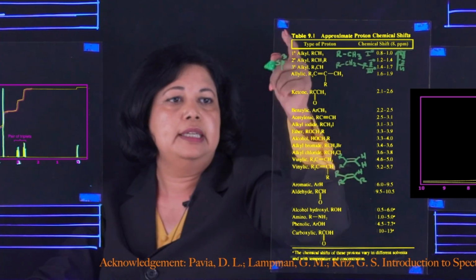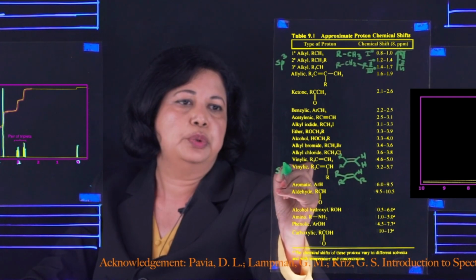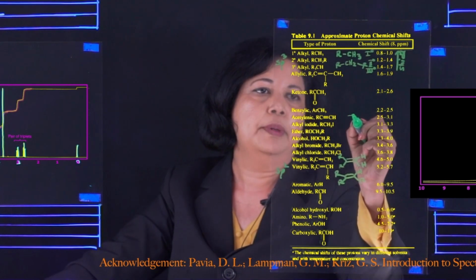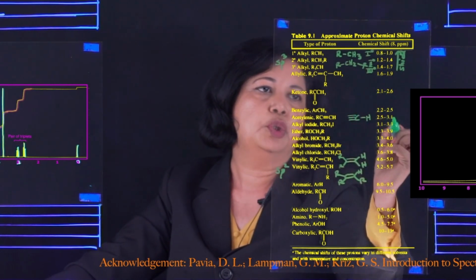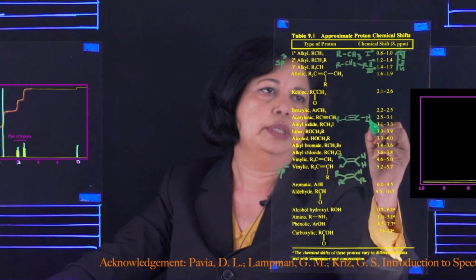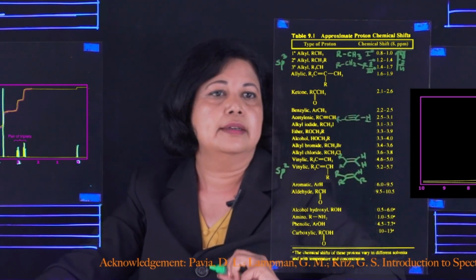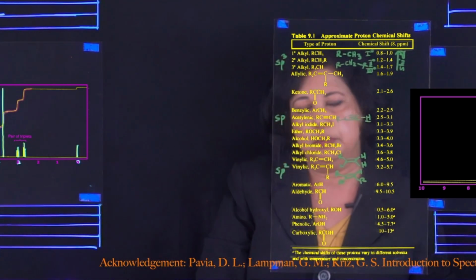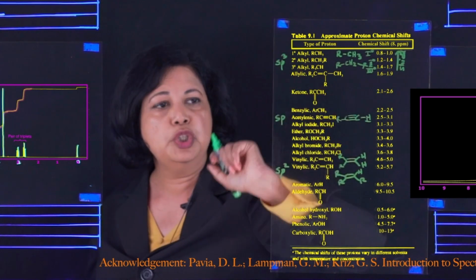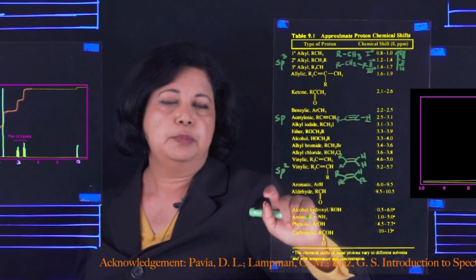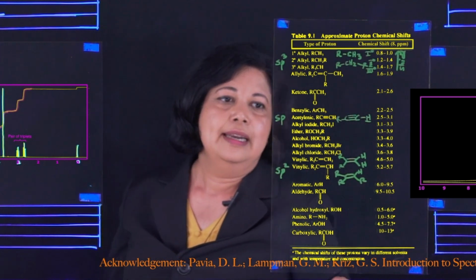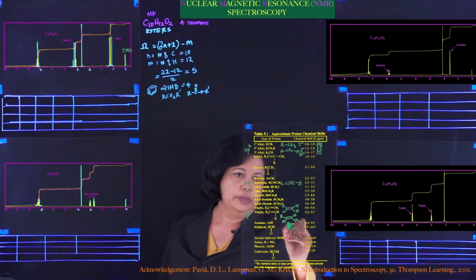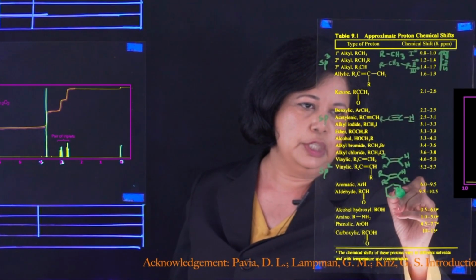So sp3s are the most shielded, and sp2s are the most de-shielded. In between, you can have your triple bond CH, which is about 2.5 to 3.1. It doesn't follow the typical sp3, sp2, sp rule. sp3 is the most shielded, then sp, and sp2 is the most de-shielded. Now, what about aromatic hydrocarbons? Those sp2s are even more de-shielded.